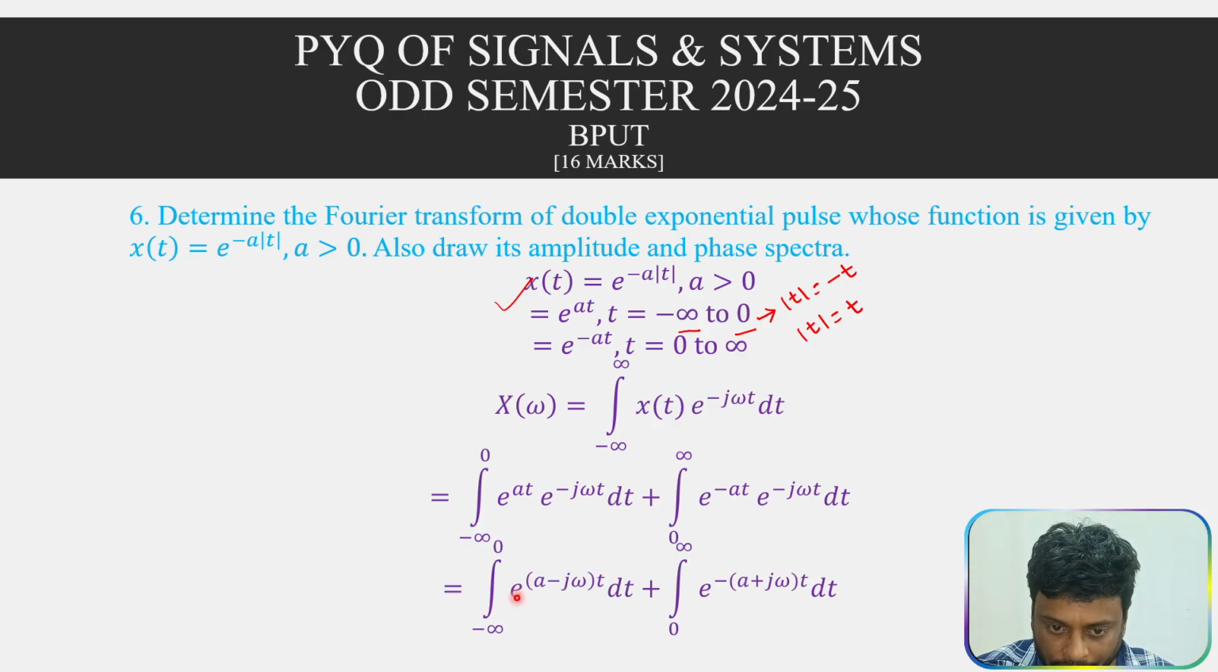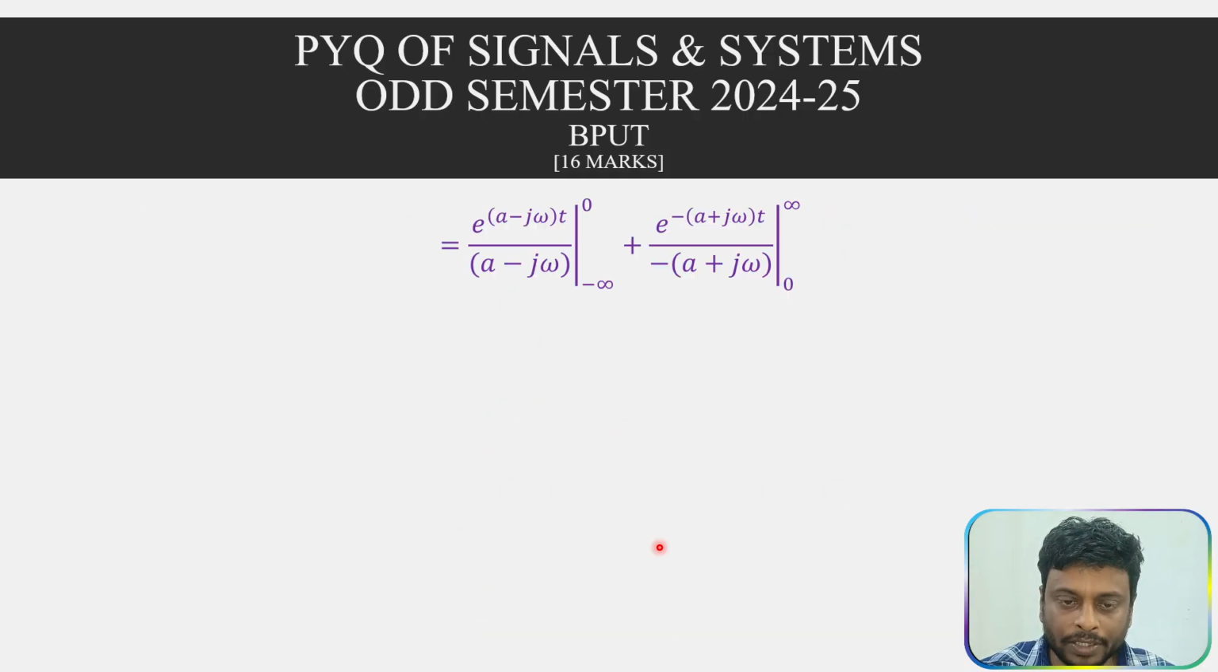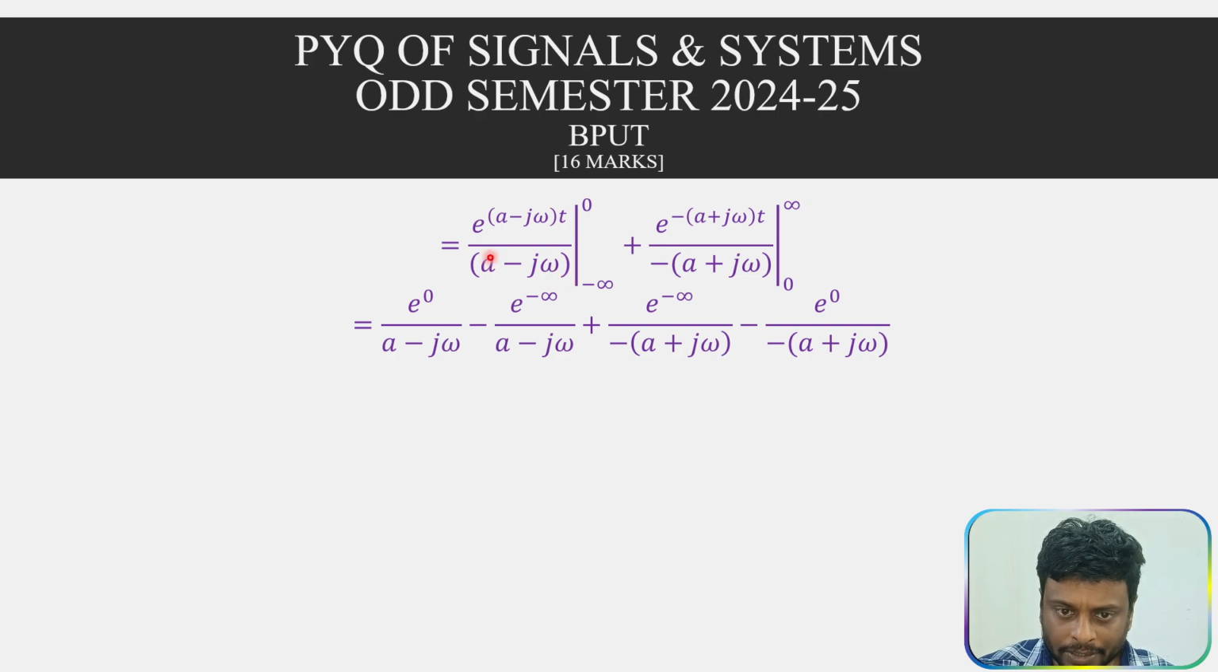So let us take t common: e to the power (a minus j omega) t dt plus e to the power (minus a minus j omega) t dt. Let us calculate these values by integrating. The integral of e to the power of this will be e to the power (a minus j omega) t divided by (a minus j omega), from minus infinity to 0. Similarly, we have 0 to infinity. Just put the upper limit first, then minus the lower limit.